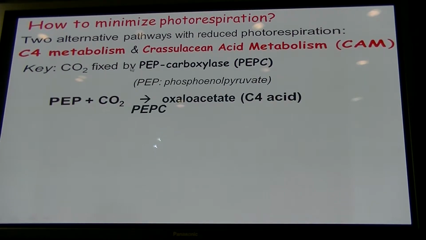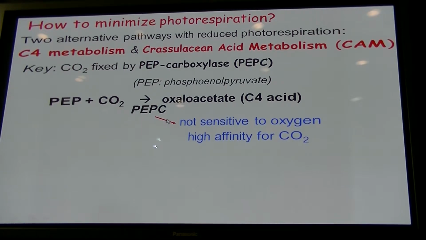So the PEP carboxylase, PEPC, catalyzes the coupling of CO2 to phosphoenolpyruvate, which leads to the formation of oxaloacetate. And oxaloacetate is a 4-carbon molecule, and therefore we call it C4 metabolism. And this molecule can be further reduced to form malate, which is what is accumulated in the cactuses in the night in CAM plants.